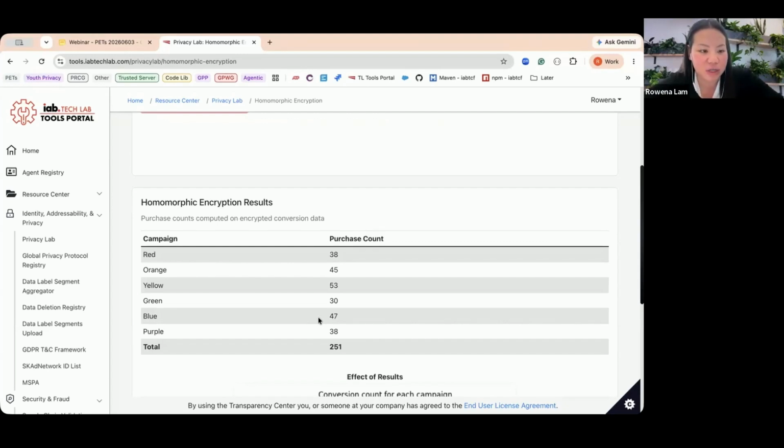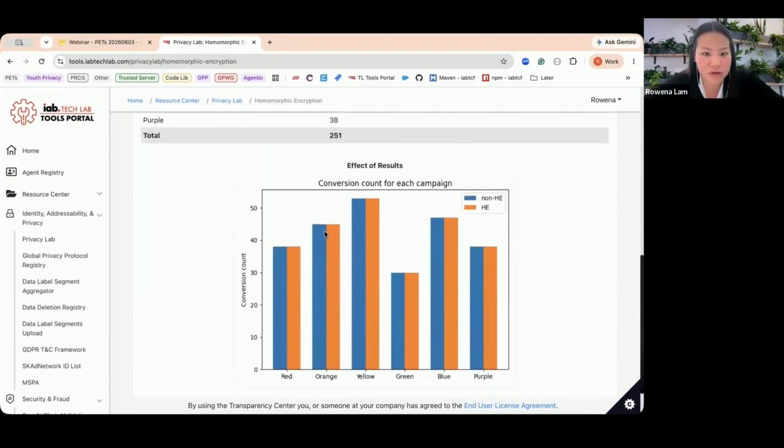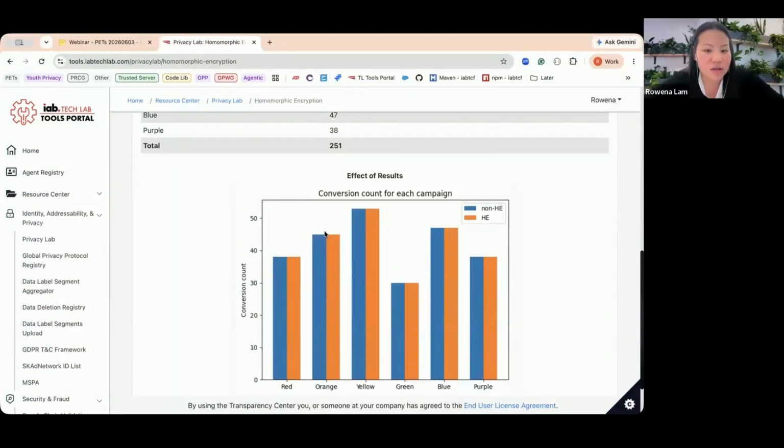Homomorphic encryption isn't doing anything similar to differential privacy or k-anonymity, in that it's not adding noise, and it's also not generalizing. So your answer is going to be mathematically exact. As you can see in the bar chart, if we look at no homomorphic encryption applied and homomorphic encryption applied, the bars are exactly the same. You're not trading precision for privacy in the way that you do with differential privacy. You're getting the exact answers.